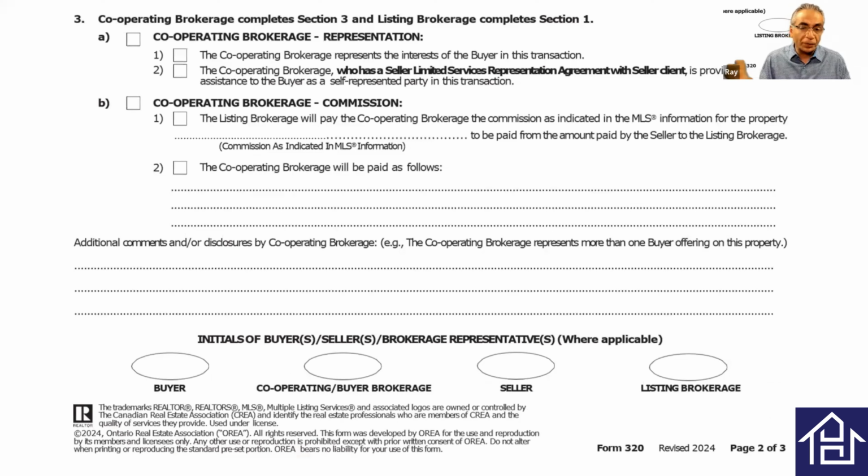Now we're going to go to part 3, which is cooperating brokerage. So traditionally, what we did when we were at the cooperating brokerage, we filled this section up by selecting number A and number 1, and I'm going to explain what that means.